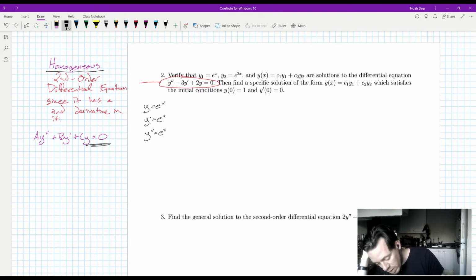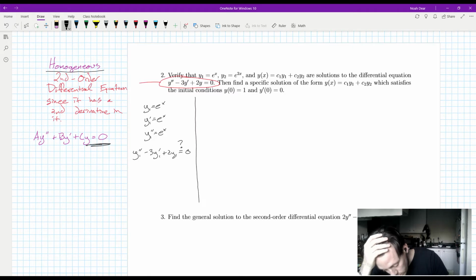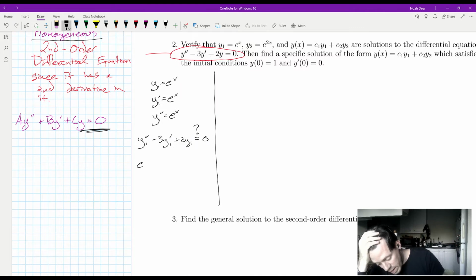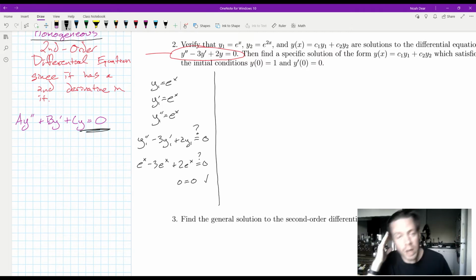And so we'll take these and plug them into y1 double prime minus 3y1 prime plus 2y1. And we want to say, is that going to equal 0? We're going to need a bit of space here. So when I plug these in, I get e to the x minus 3e to the x plus 2e to the x. We're wondering if that equals 0. Combining like terms on the left does in fact result in 0, equaling 0. So yes, y1 is a solution to the differential equation.